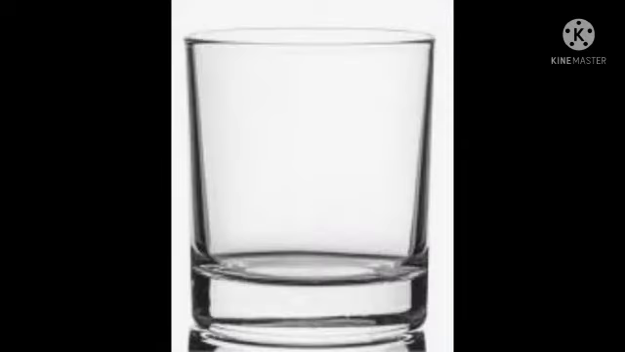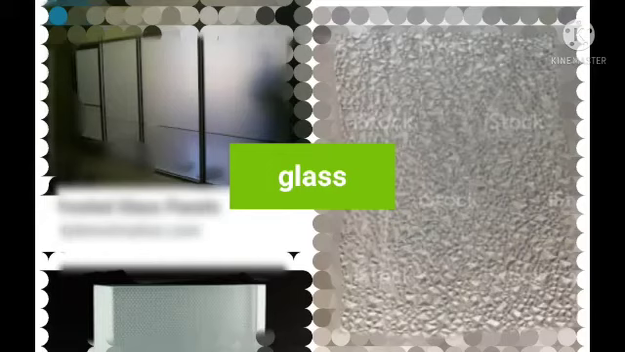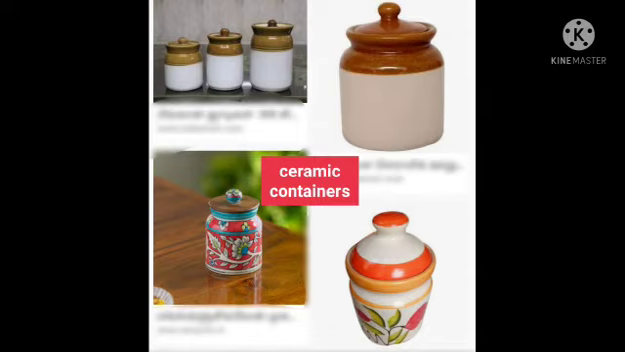These acids are highly reactive towards metals. For that reason, we cannot store these things in metal containers. So we can store acids in glass or ceramic containers. The mineral acids also act against clothes and wood.